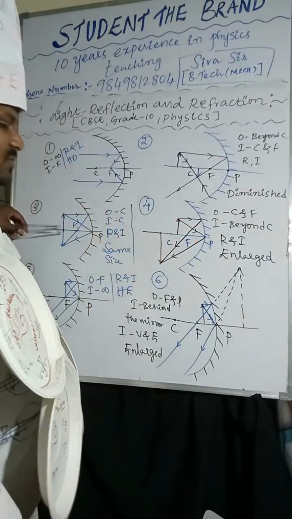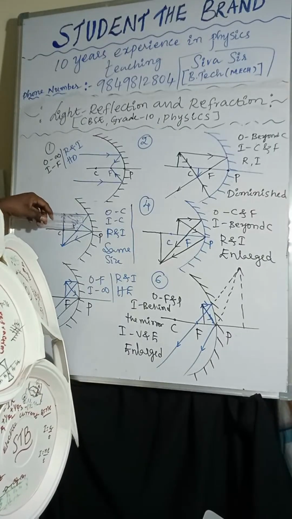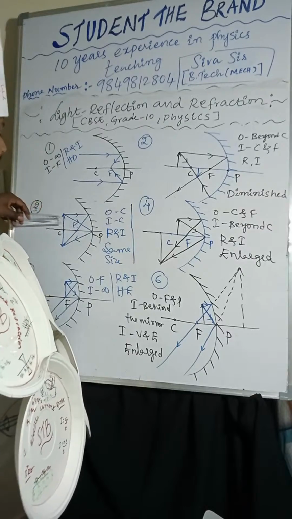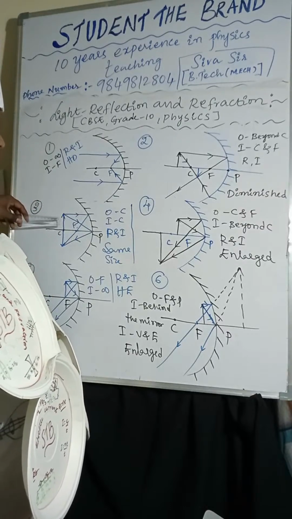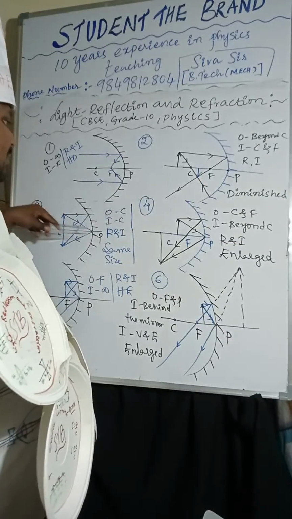Here, the object is placed at the center of curvature. The image will also form at the center of curvature only. The nature of the image is real and inverted, and the size of the image is the same size.